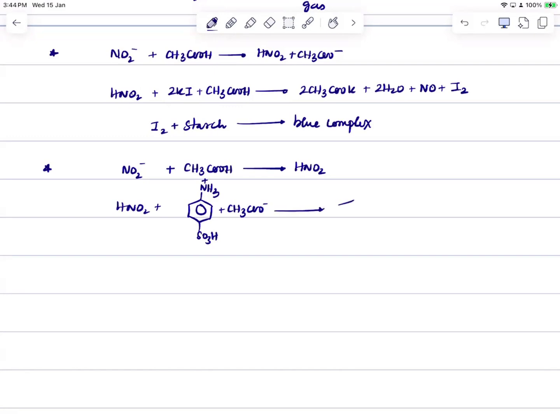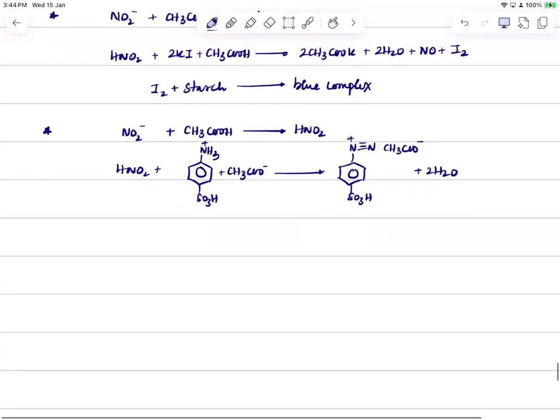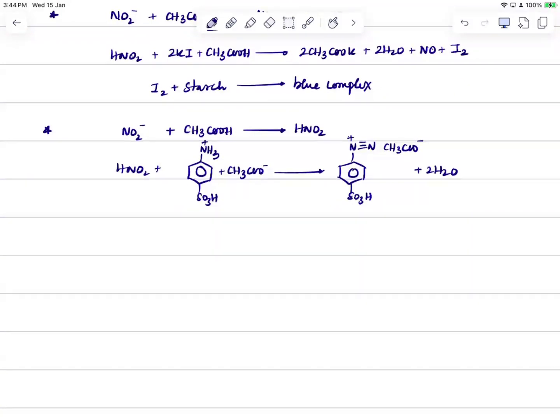Now this together will form something like N triple bond N with plus charge here, and CH3COO minus. Sorry, triple bond N with plus charge here. And here we'll have SO3H plus 2 moles of H2O. This is the compound which is formed. Okay.